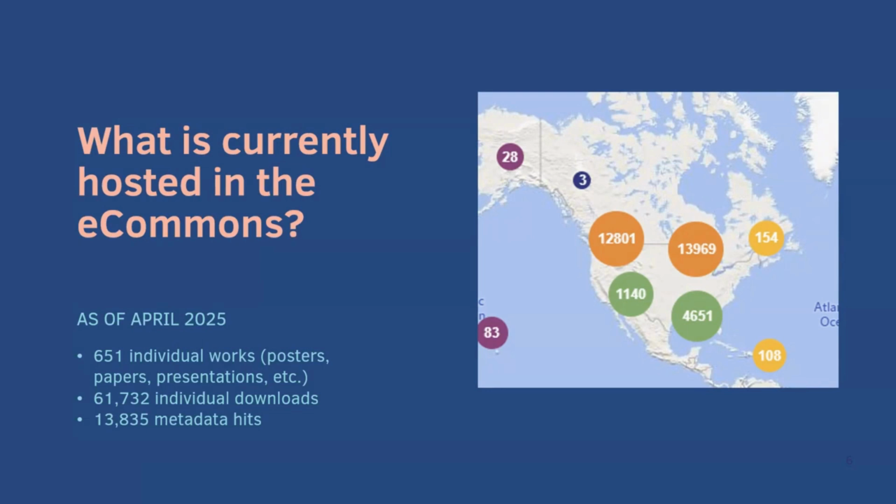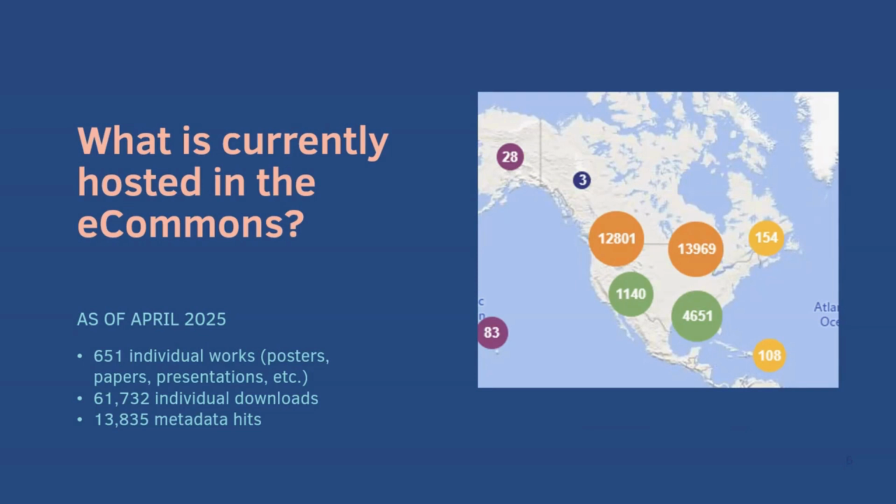Through those 651 individual works, we've received 61,732 individual downloads. That is people looking for a certain topic or a certain paper, finding it on our institutional repository and downloading it in each individual instance. So that's 61,000 downloads that may not have occurred if those papers, those presentations were not on the Roseman eCommons.